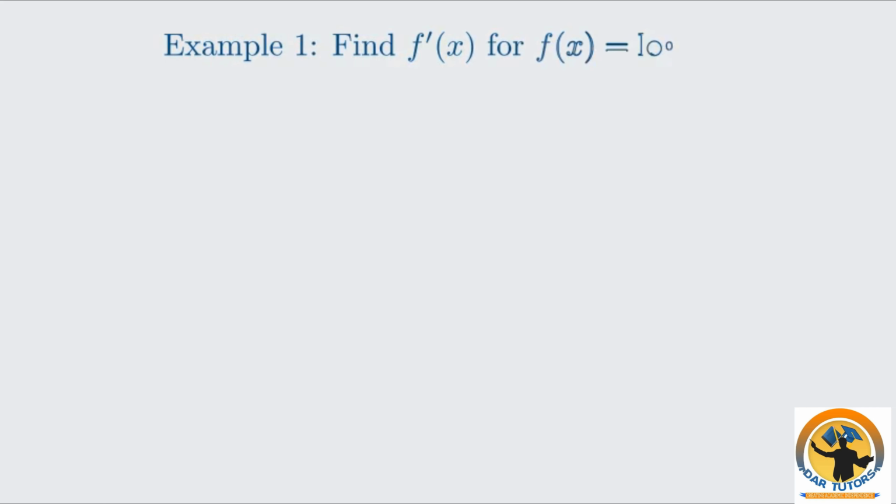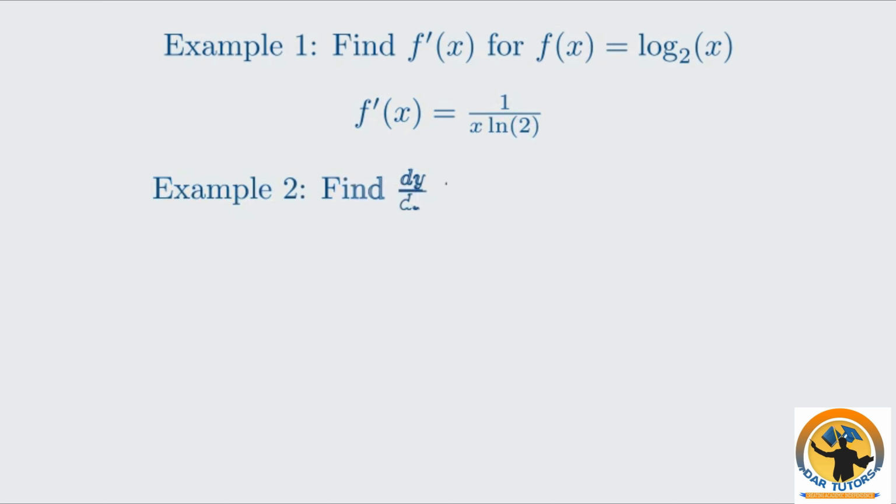Let's apply this with a couple of examples. First, let's find the derivative of f of x equals log base 2 of x. Using our formula, the derivative f prime of x is 1 over x times the natural log of 2. It's as simple as that. Now for a more complex example involving the chain rule. Let's differentiate y equals log base 5 of the quantity 4x squared plus 3x.